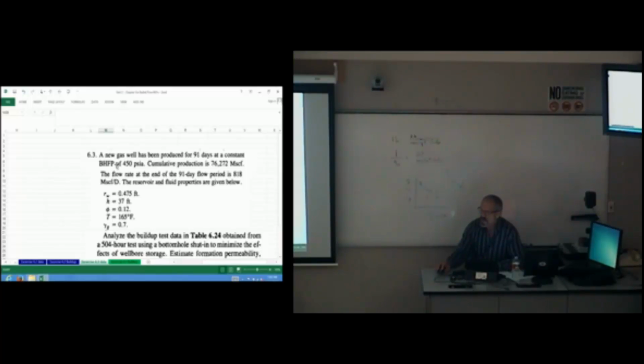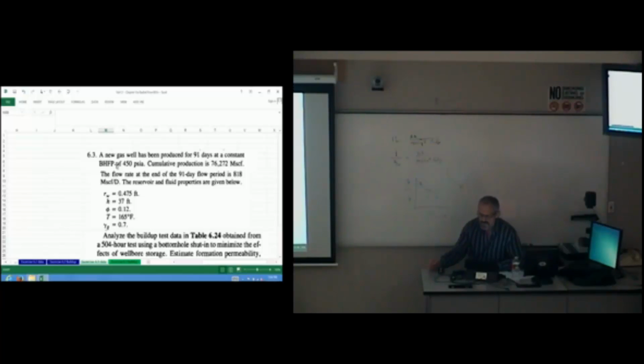When you produce a well at constant bottom hole pressure, T sub P star, which is what we use instead of T sub P, it's an attempt at superposition. It's allowing for the fact that we didn't always produce at that last final rate.